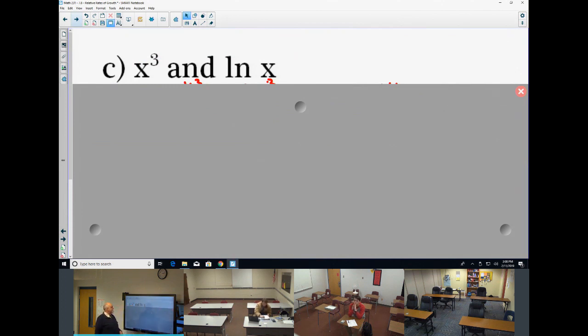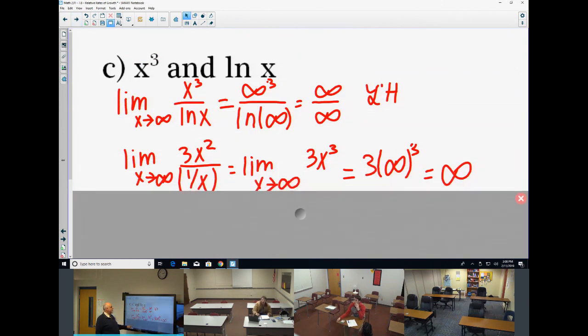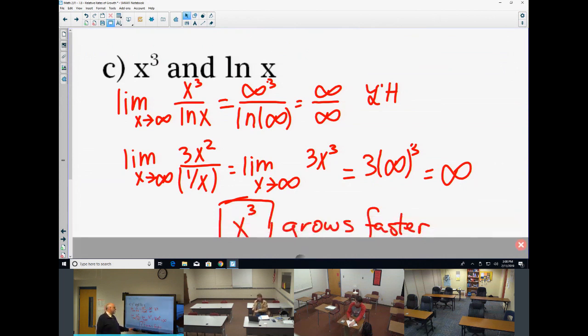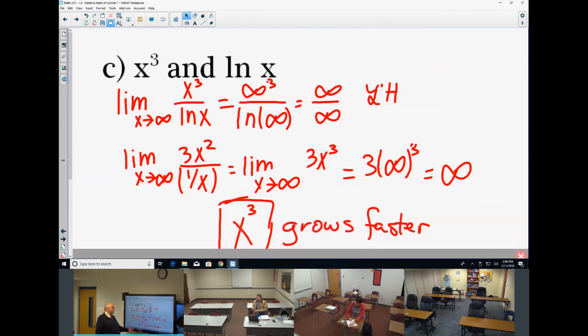All right, so Tobias, what do you think? X cubed grows faster. Yep, that's it. Once you use L'Hopital's rule, you end up getting infinity, so the top one wins. Okay? So let's put our little 3 dots. So therefore, x cubed grows faster.